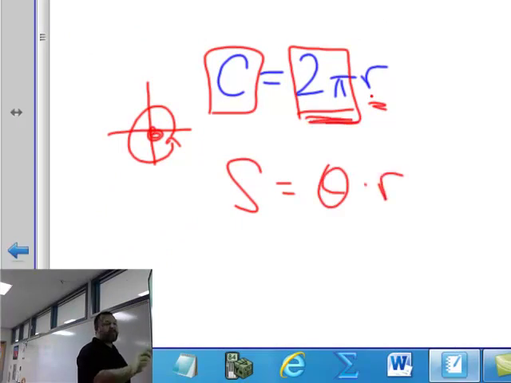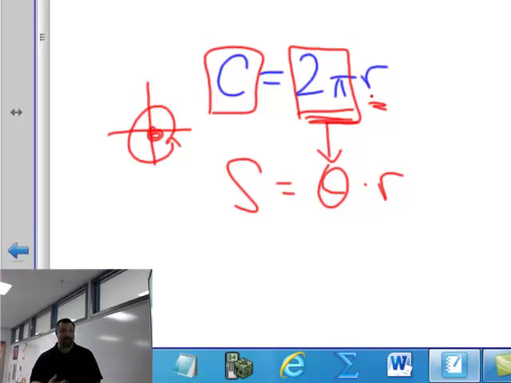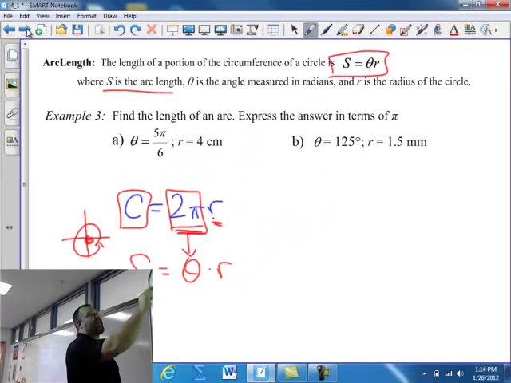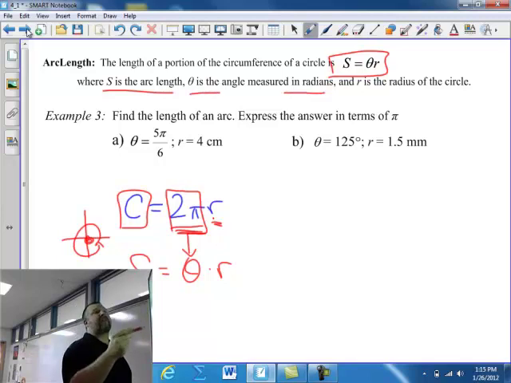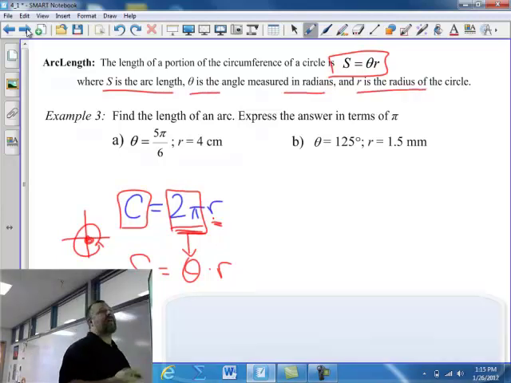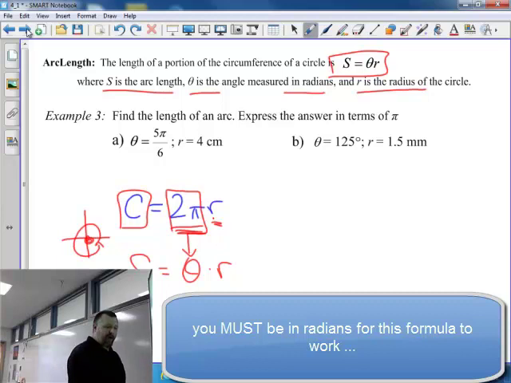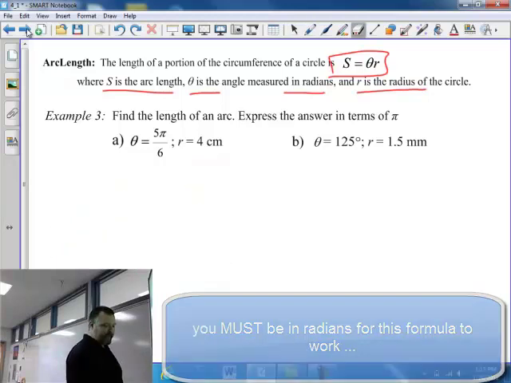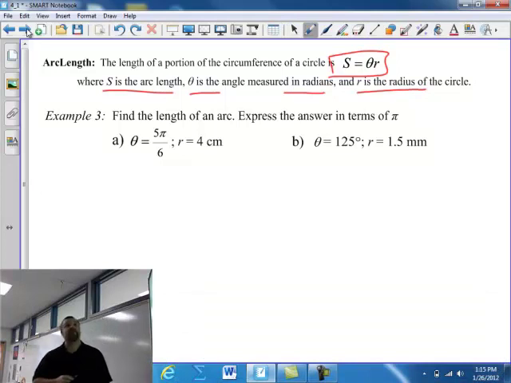But 2 pi was in radians, so my theta, my central angle, has to be in radians. S is arc length, theta is the angle measured in radians at the center of the circle, r is the radius, and if I want to know my arc length, I just follow this formula. My students called it SOR. That works for me.